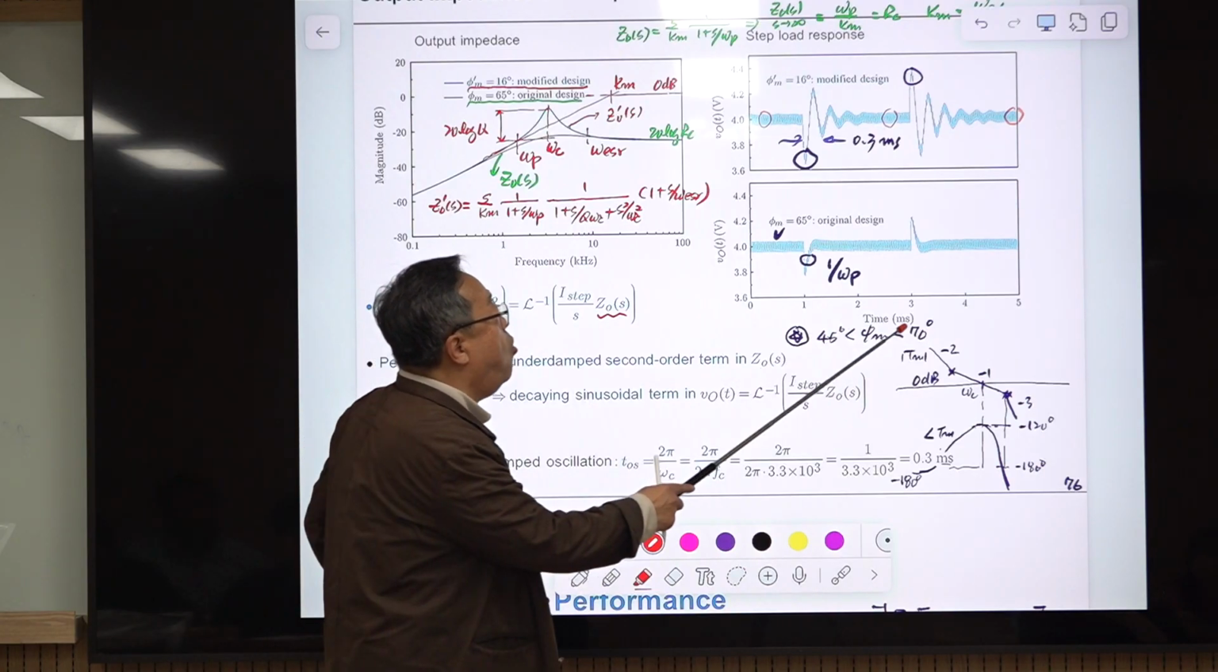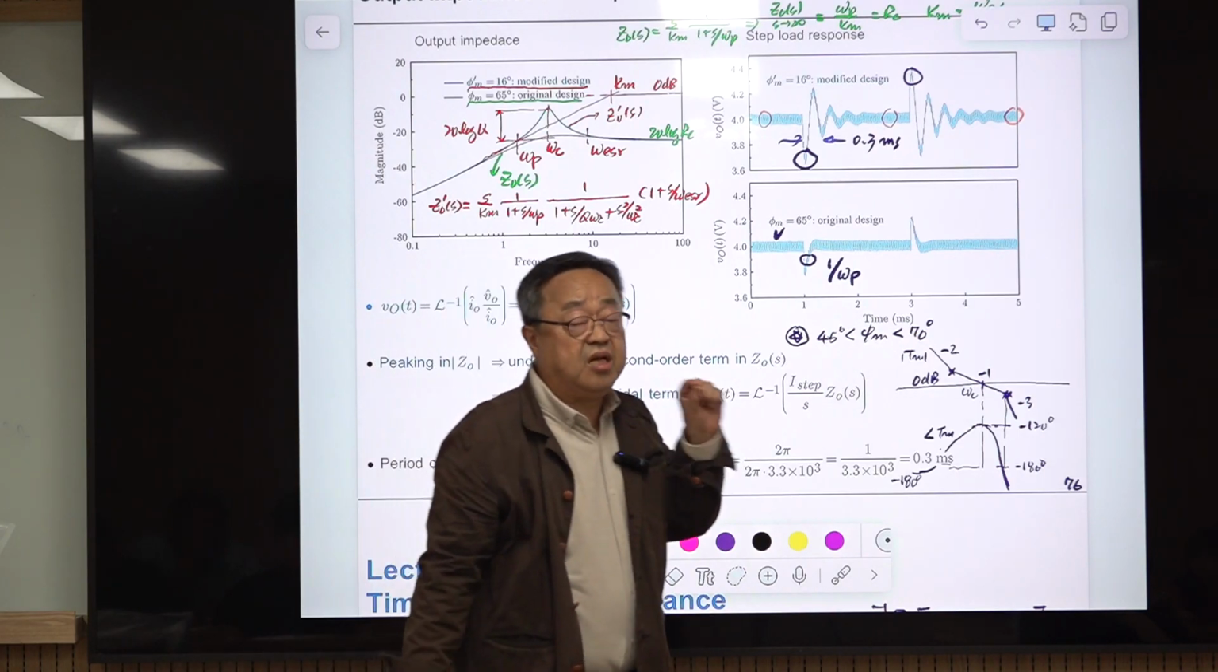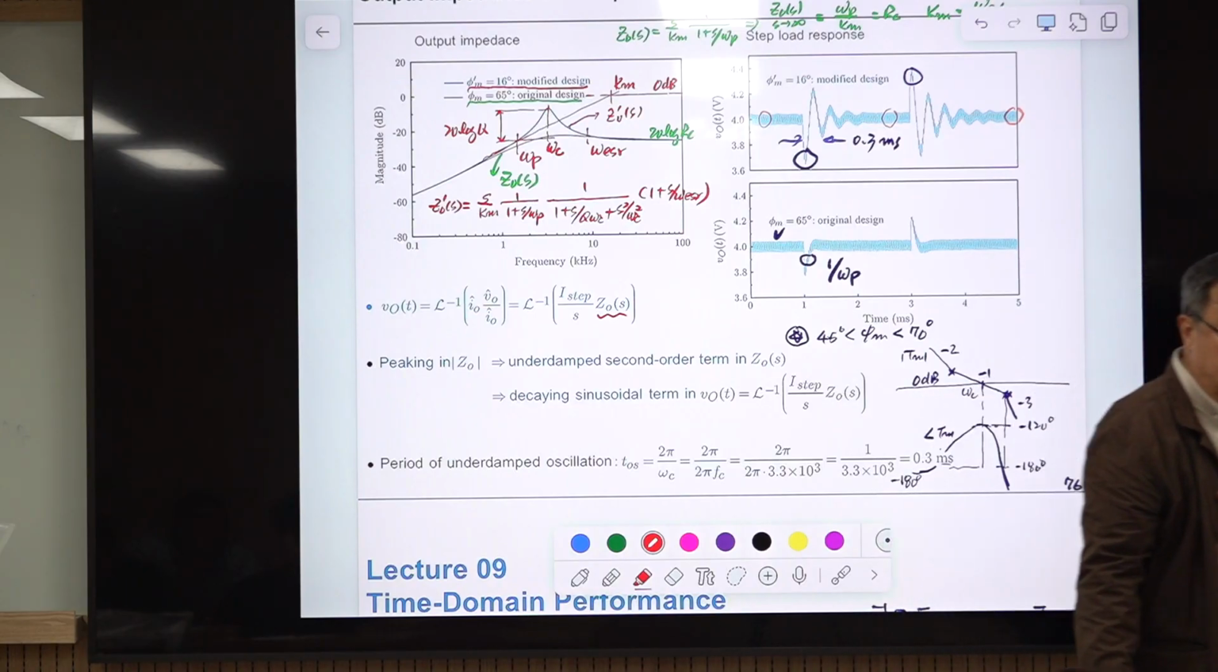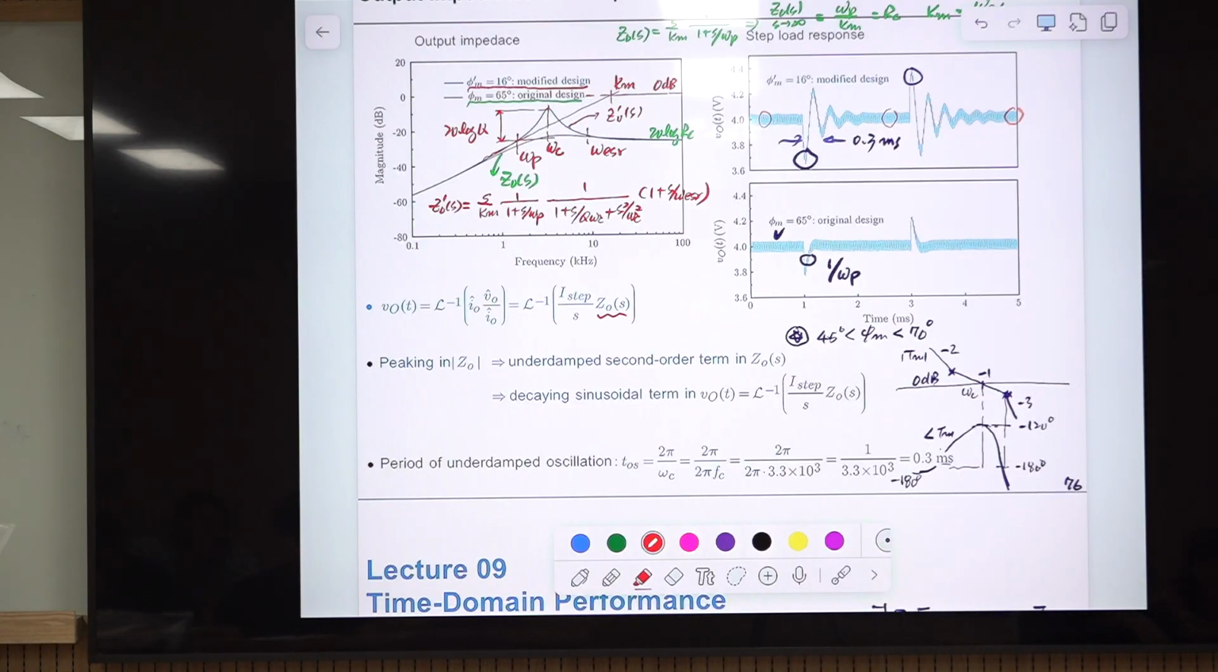What will happen if you go higher than this? Then you are sacrificing something else. There's no free lunch in the world. If you obtain something extra, you should pay something. So this is a good trade-off between 45 to 70 degrees. Maybe 60 degrees is a good number. So this is the guideline, because this phase margin can be used as the barometer of your compensation design and the closed-loop performance of your converter.